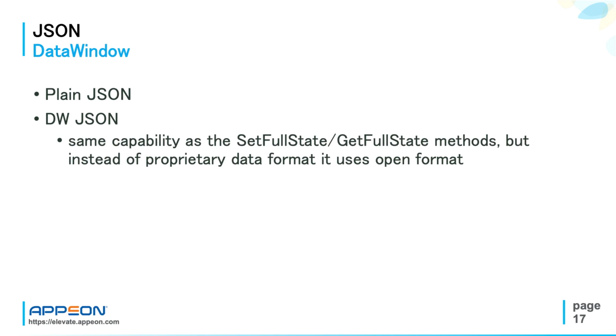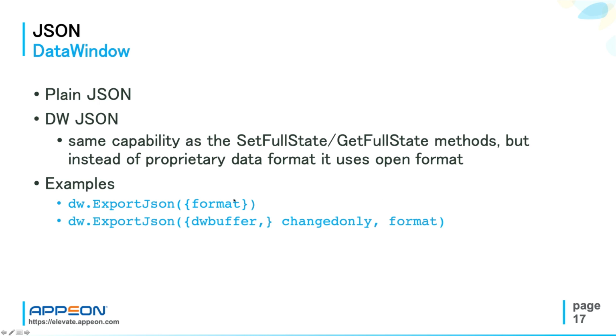Data window JSON has the same capability as the set full state and get full state traditional data window methods, but instead of a proprietary data format, it uses an open format, so JSON format. And a summary of the API is here below. When exporting JSON, you can specify a Boolean for the format, or it is possible to specify also the data window buffer and whether or not only changed data, while importing JSON is as simple as passing the JSON data as the first argument.